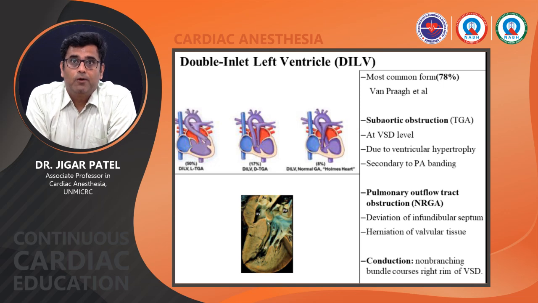So here pulmonary outflow tract obstruction is present, and the reason is deviation of the infundibular septum or herniation of valve tissue. So in double inlet left ventricle, there is a conduction abnormality present. This is due to the non-branching bundle which courses around the right rim of the VSD.